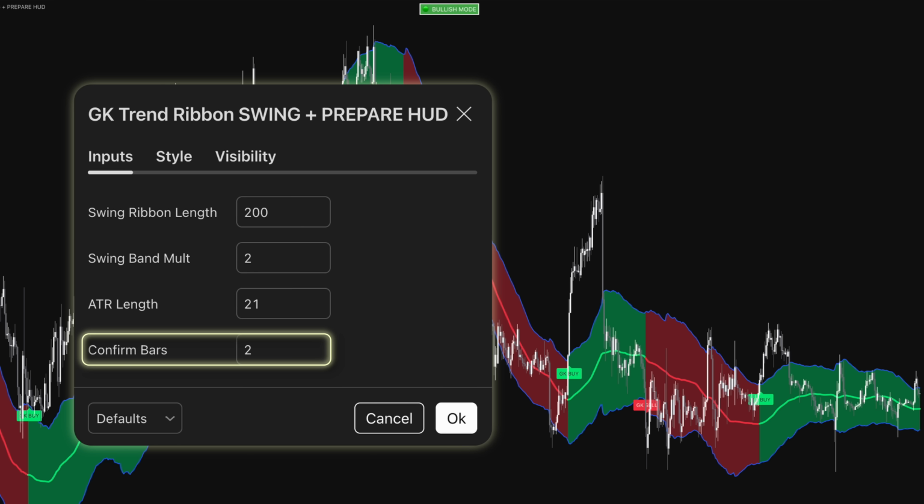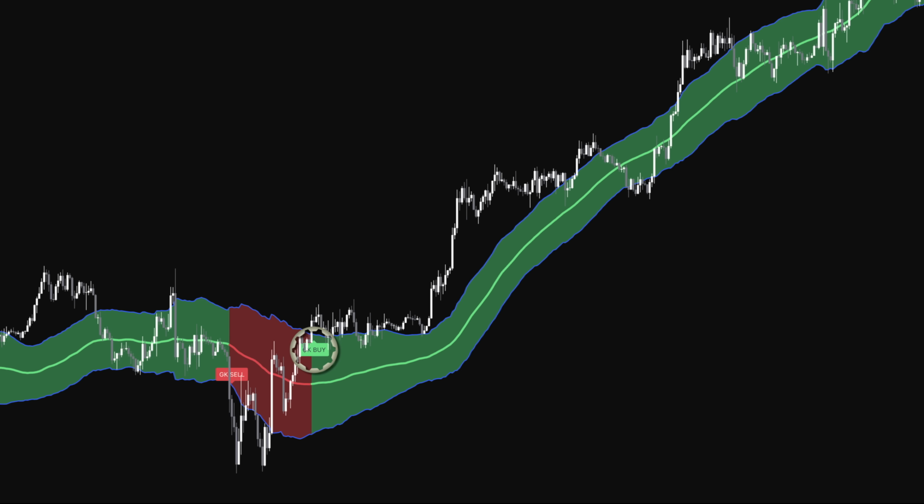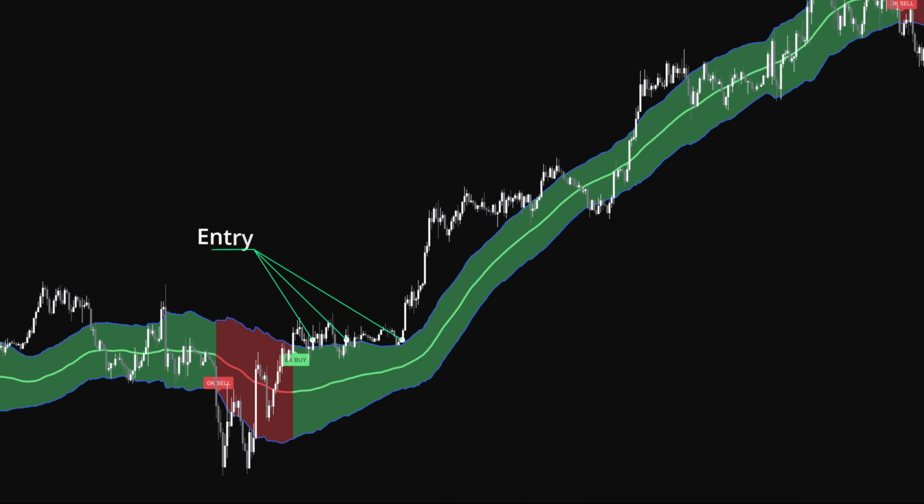The confirmation bar requirement helps filter noise, though it means entering slightly later than pure momentum traders. In real trading, this works best on swing trading timeframes like 4-hour or daily charts where trends have room to develop. Strategy options include using confirmed signals as primary entries with stops placed at the opposite band. More conservative traders might wait for a retest of the ribbon after a breakout before entering.